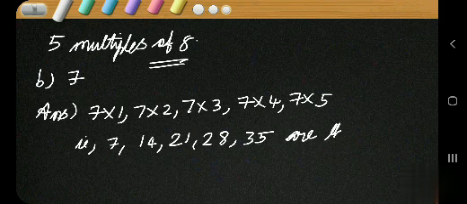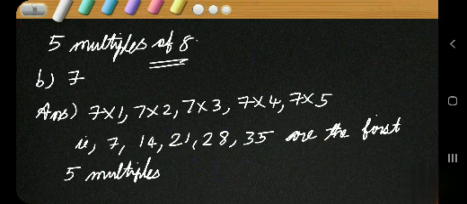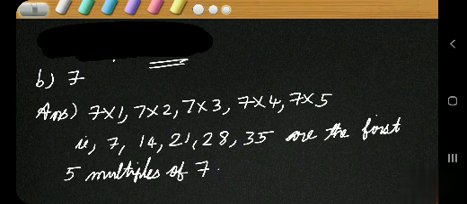These are the first five multiples of 7. You might have thought why ma'am is writing like this, 7 into 1, 7 into 2, etc. Have you thought so? The answer is in the coming question. Okay. Yes. Now write down C.